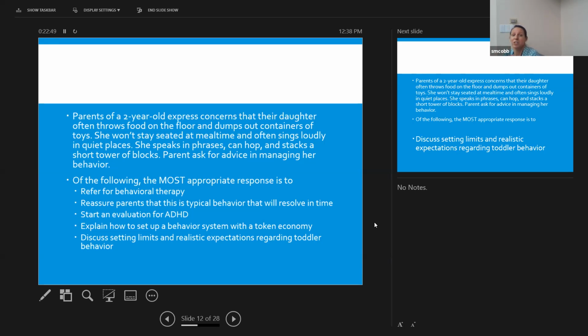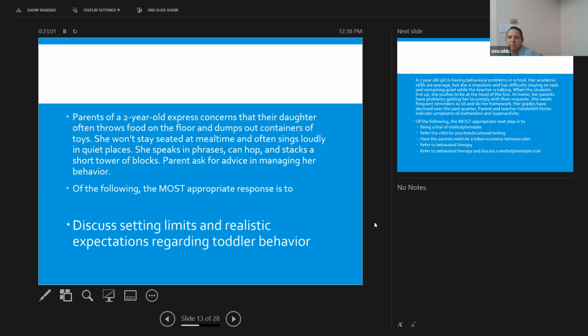And a behavior system for a token economy, let me just mention, is just an older tool that's too old for a 2-year-old, just as a plug. It's a great system for an elementary school age child. Too hard for a 2-year-old. Any other questions about this one? Is that kind of helpful advice, this thought of seeing if they're developmentally normal or not, and then that will guide your answers? It'll make it a lot easier.